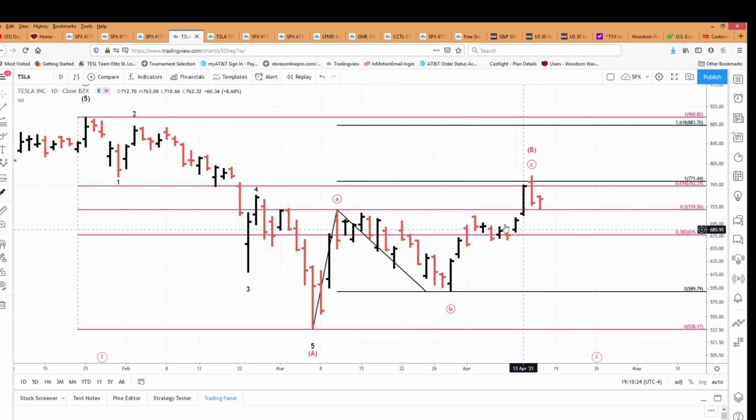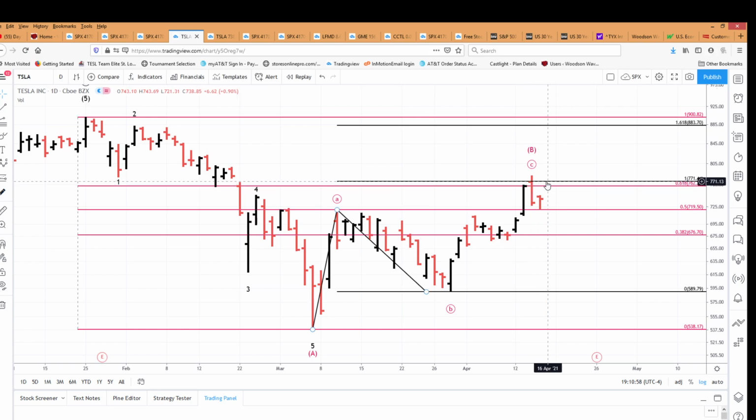When we talked about different targets for this C up, which is, this is A, is 5, 3, 5. 5 down, that's A. 3 up, that's B. 5 down, that's C. Okay, there was a couple different stopping points for wave C. Wave A went right on the 50% retracement. That was nice. B down and C up went past the 50% retracement. There is the 618, and it just passed that yesterday.